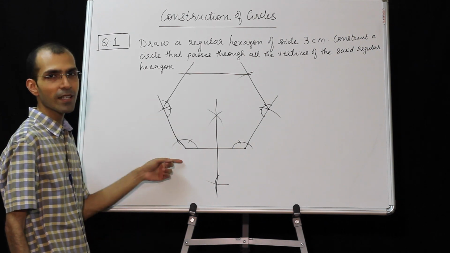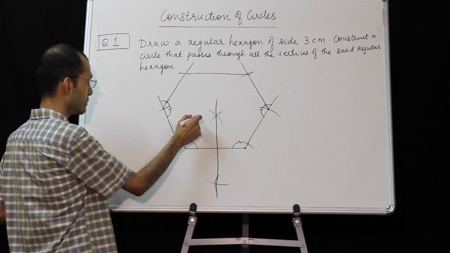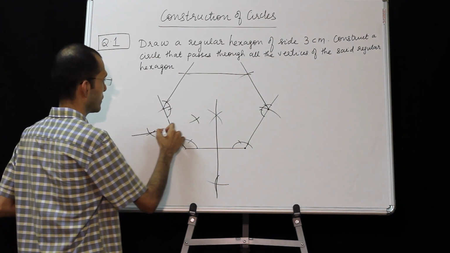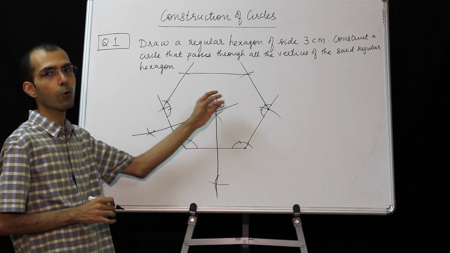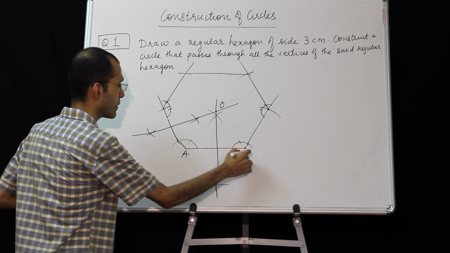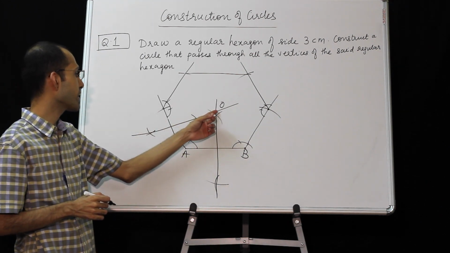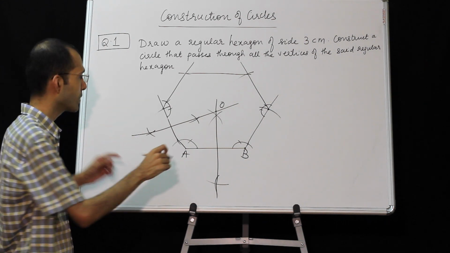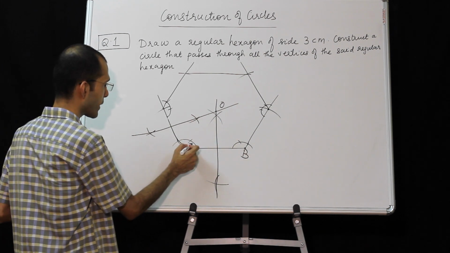Repeat the procedure for the second side. You can take this side, you can take this side, absolutely no problem. The two perpendicular bisectors will meet at some point O. Now with O as the center and OA as the radius, trace out a circle. O as the center and OA as the radius, or OB as the radius, no problem. Trace out a circle.